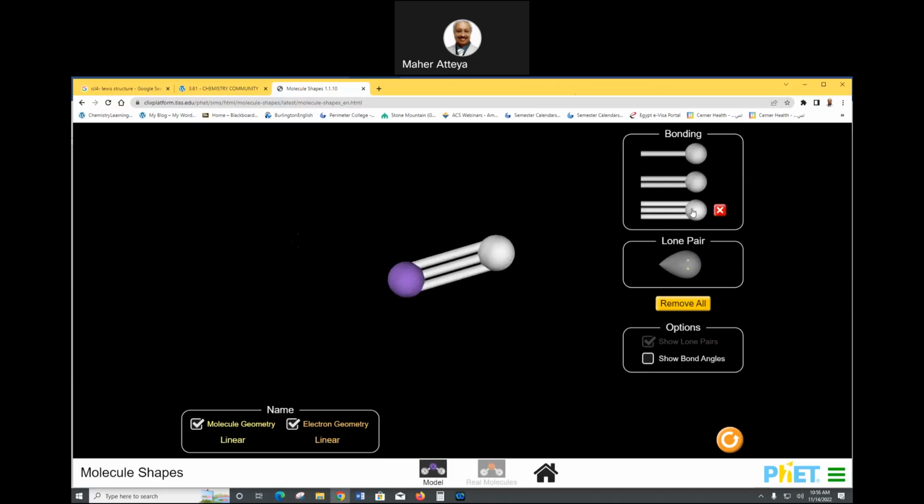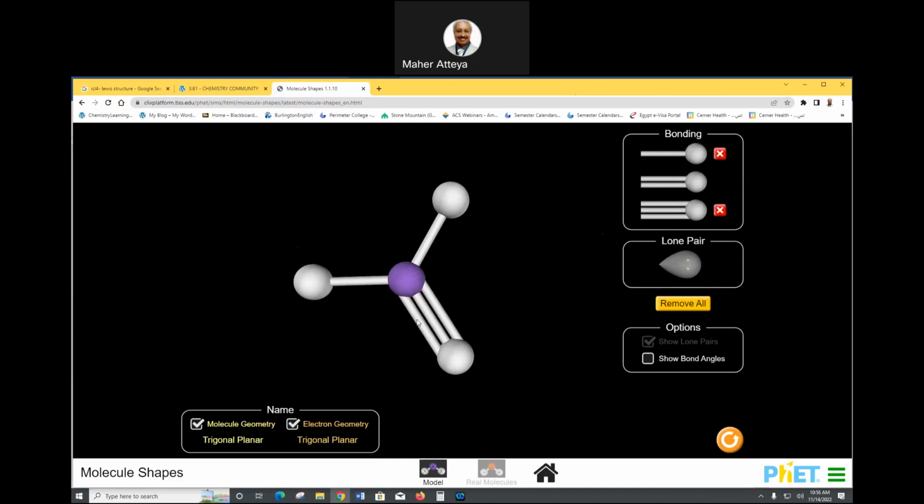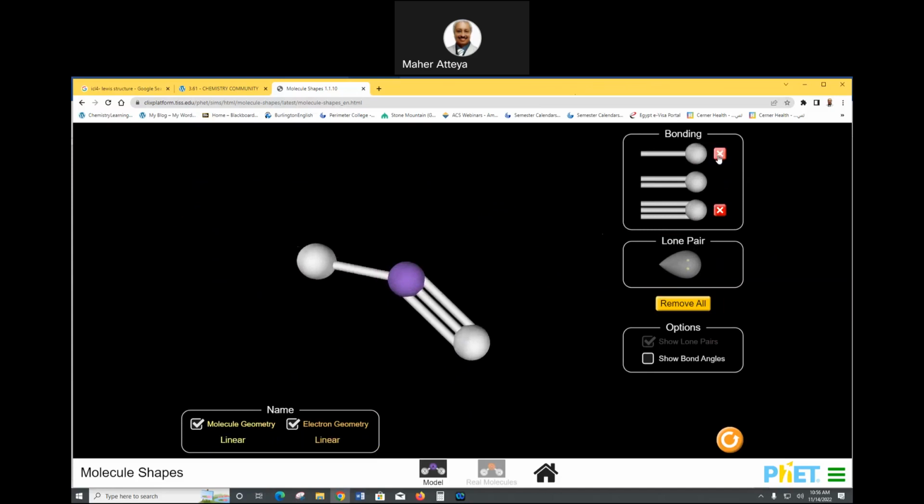Add 2 triples, 1 triple here and 1 single here. So you have a carbon, carbon, something looking like this, and add, that will not work. So something looking like this, for example. So this type will be what? Still linear, correct? It's still linear, there's no lone pair. And what you have to look at is that the single bond is treated as a triple bond.